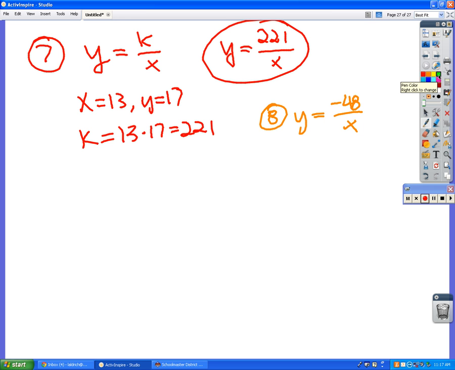And same thing for number 9. What do you get when you multiply those two numbers together? Negative 13. So what's my answer? y equals negative 13 over x. Okay?